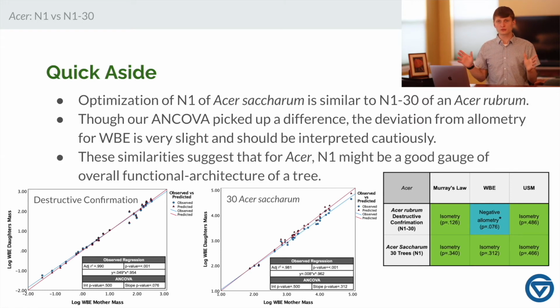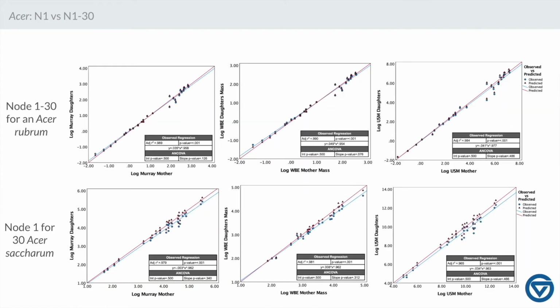But what's really important here for our study is that these similarities suggest that perhaps, at least for Acer, node 1 might not just be a good indicator of what's happening at node 1, but it might be a good gauge of what's happening in the overall functional architecture of a tree, because here we have node 1s of Acer behaving similarly to nodes 1 through 30 for another individual Acer. And then here's just the data for all of that if you're particularly interested.